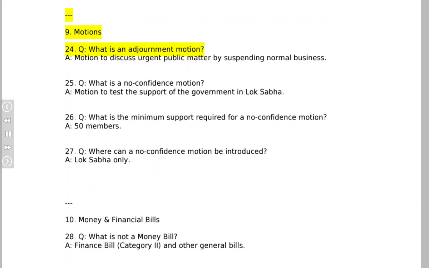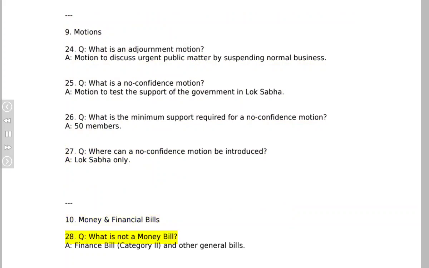9. Motions. 24. Q. What is an adjournment motion? A. Motion to discuss urgent public matter by suspending normal business. 25. Q. What is a no confidence motion? A. Motion to test the support of the government in Lok Sabha. 26. Q. What is the minimum support required for a no confidence motion? A. 50 members. 27. Q. Where can a no confidence motion be introduced? A. Lok Sabha only.